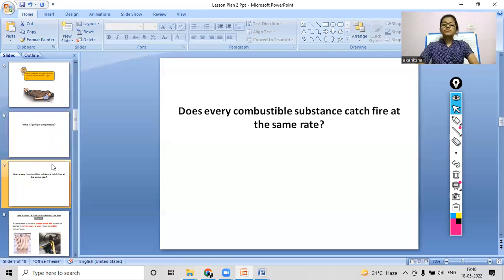Okay, so now there is a question in front of you: does every combustible substance catch fire at the same rate? For this I will give you an example.